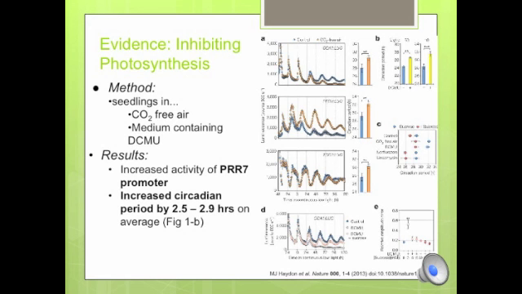As shown, inhibiting photosynthesis in the seedlings increased the circadian period by an average of 2.5 to 2.9 hours. The reason for this increase can be attributed to the effect that initiation of photosynthesis has on a key promoter gene, PRR7. As shown in Figure A, PRR7 activity increased with the inhibition of photosynthesis, verifying that photosynthesis is in some way responsible for the shutting down of PRR7 activity.